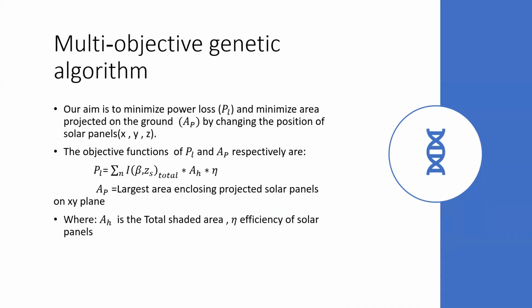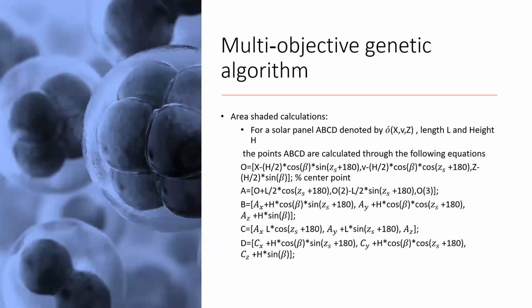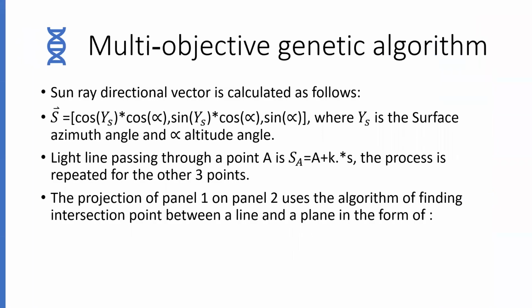The second part is the multi-objective genetic algorithm, and here we need to minimize two things, which are the projected area and the shadow loss. This is done by changing the position of the solar panels. Here is the flow chart we use to get the intersection of the shadow of panel 1 and panel 2 to calculate the shaded area. This is the equation used to calculate the area, and these are the remaining equations.